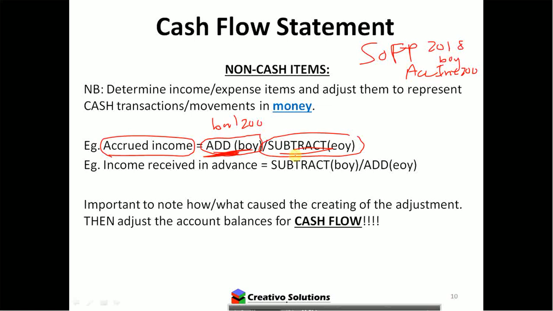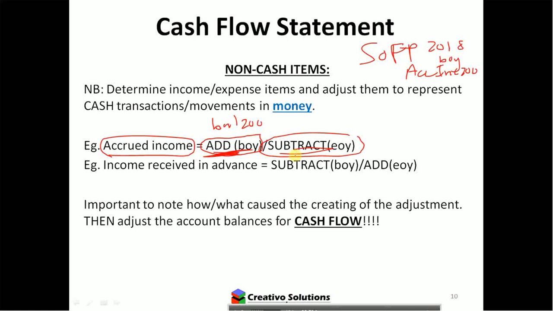I'm going to just use that. Okay, so we need an opening balance. So let's start with an opening balance of 100 for income received in advance. Income received in advance 100, BOI. And then let's say the income received in advance is 200 at the end of the year. End of the year. Okay, so now explain the cash flow.